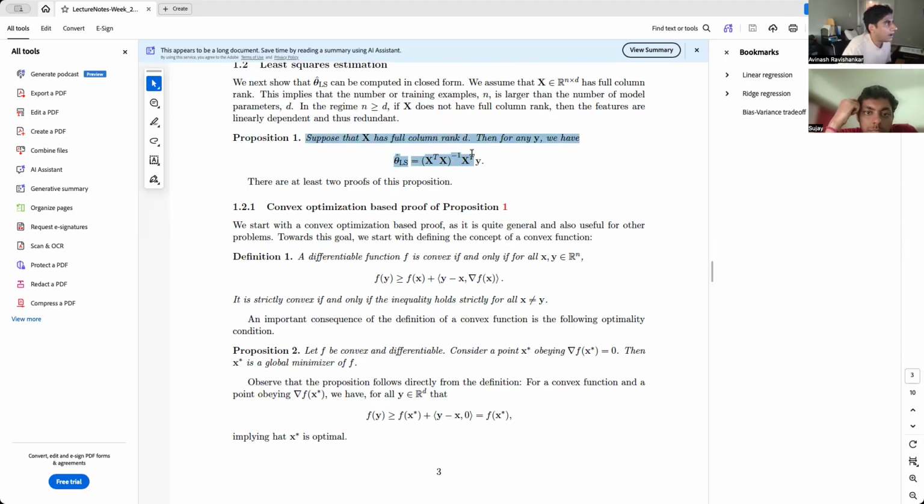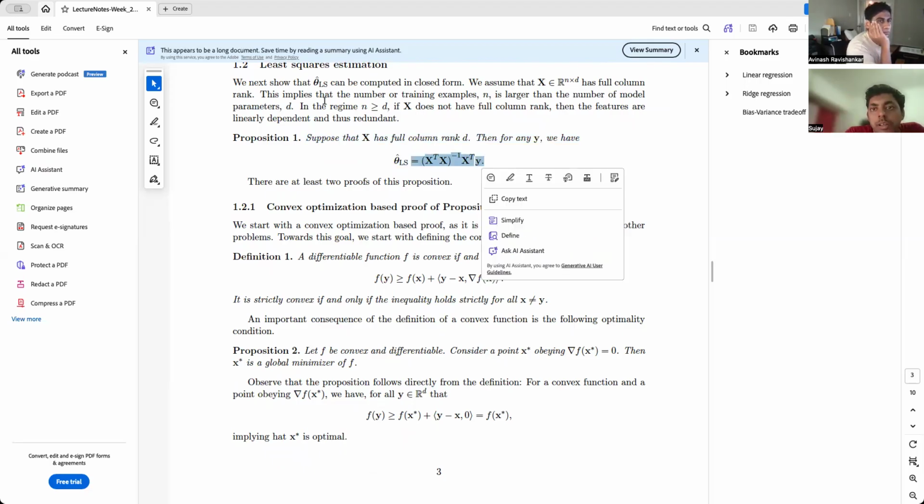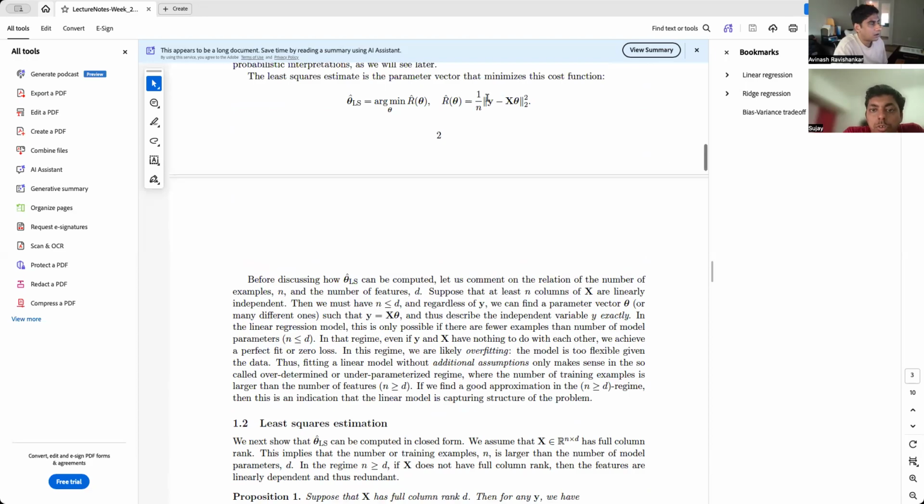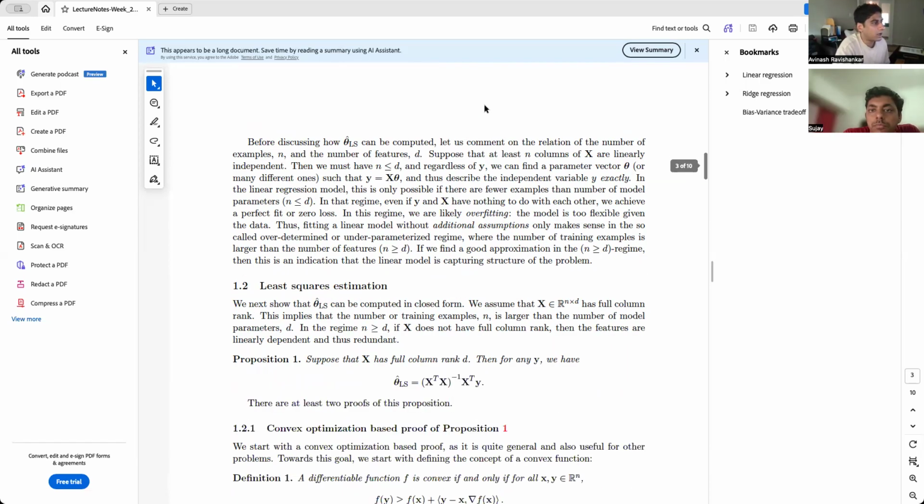I forgot how we derived this, though, Sujay. The easiest way to derive it is you have that R(theta) expression, right? Yes, so that norm squared. Norm squared can also be written as: if a vector is V, then norm V squared is V transpose V. So you have that expression for R(theta), you take the derivative with respect to theta and set it to 0, and then you get this.